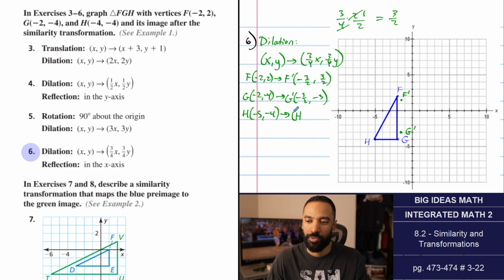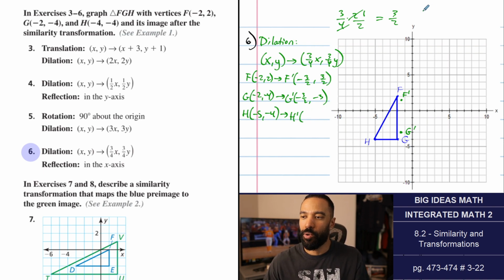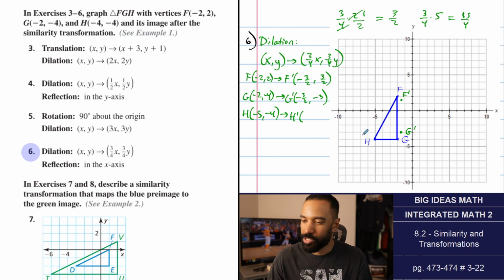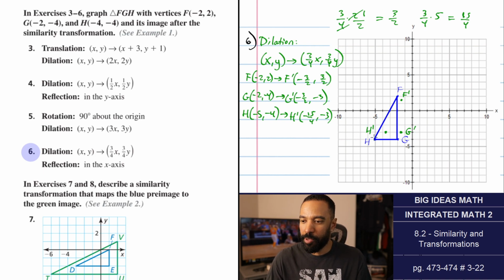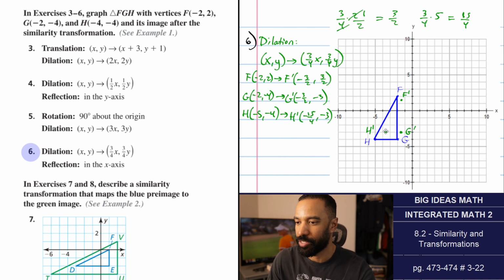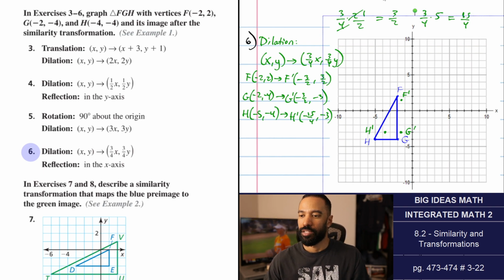So h, whoops. Let me try that again. H prime. 3/4 of 5 is 15/4. 15/4 is 3 3/4. So we're going to be at negative 3 3/4, negative 15/4. And then that negative 4 goes to negative 3. That's going to be the same height. So negative 3 3/4. 1, 2, 3 3/4 like that. There's your h prime. And remember, we should be able to draw a straight line from here to the origin, you know, like that. So I should probably move this over just a little tick like that. Close enough, I guess, for me.